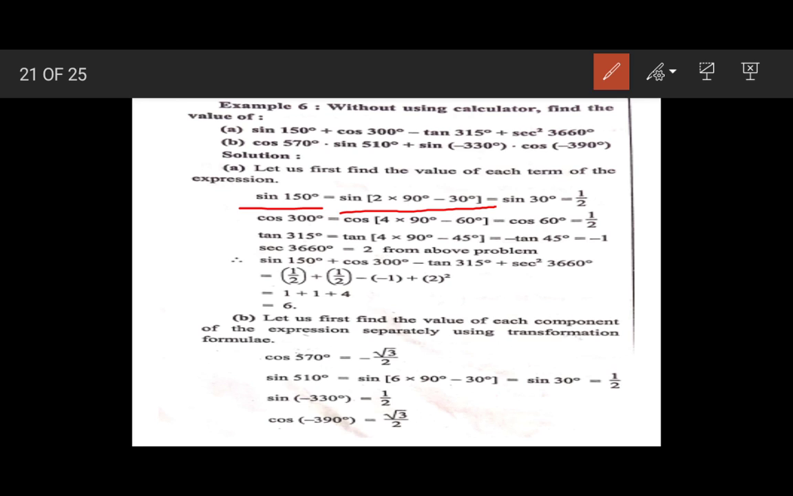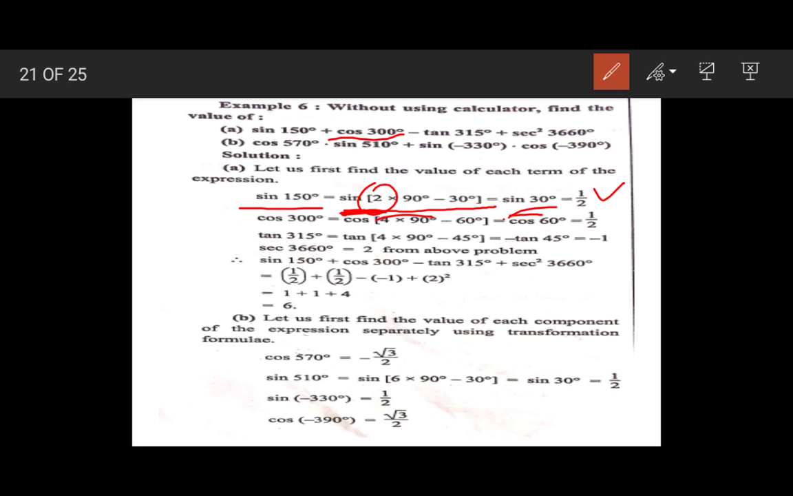Okay, so that is equal to, 2 is an even number, so sin will change in sin only, so sin 30 degree. Okay, now 180 minus something means it will come in second quadrant. In second quadrant sin is positive, so it will be sin 30 degree, and sin 30 degree value is 1 upon 2.